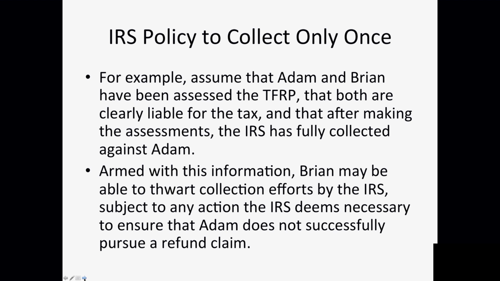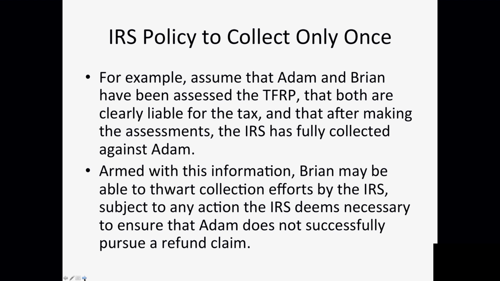So just going back to the example that we discussed above, assume Adam and Brian have been assessed the penalty, both are clearly liable for it, and that after making the assessments, the IRS has fully collected against Adam. Armed with this information, which Brian would be entitled to, Brian may be able to thwart collection efforts by the IRS, subject to any action the IRS deems necessary to ensure that Adam doesn't successfully pursue a refund claim.